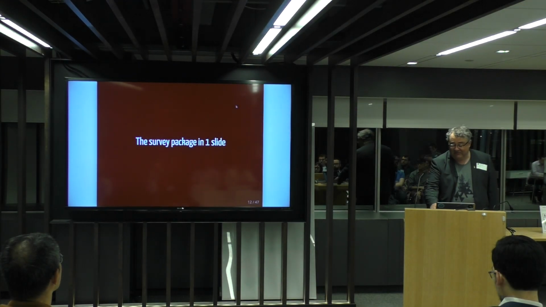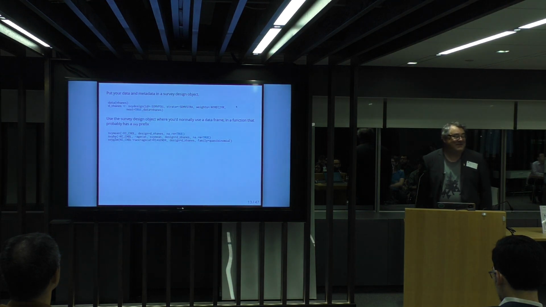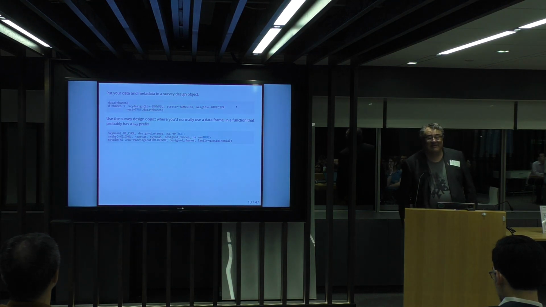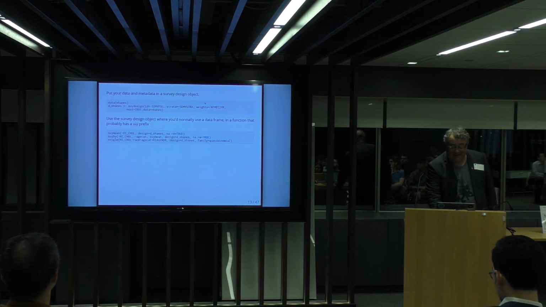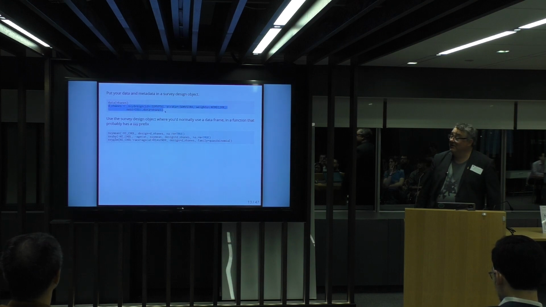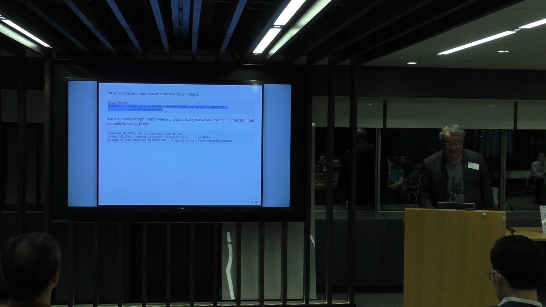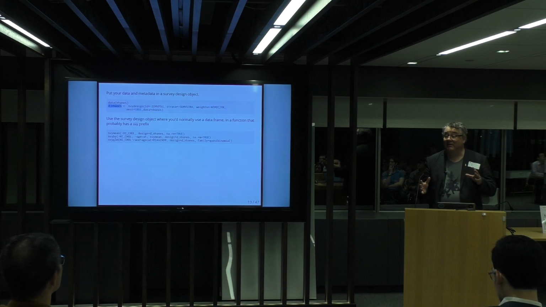So the survey package in one slide. So there are two steps. You put your data into a survey design object. So you tell R what the sampling structure of your data is. And then that object contains all your data and also contains the metadata about the survey structure. And you use that object where you would otherwise use a data frame.